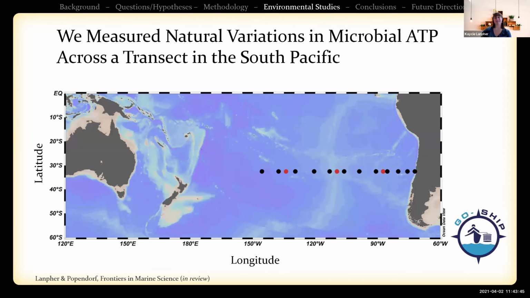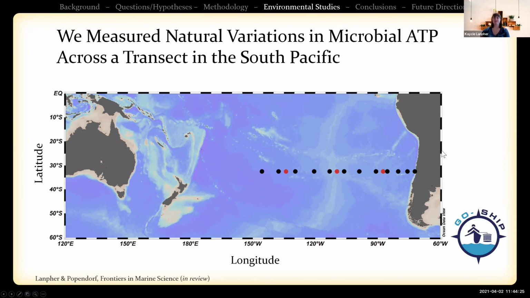So, moving on to my last environmental study. All that we showed you so far were experimental incubations done here at Biscayne Bay. I also did an environmental survey out in the South Pacific, going from Tahiti to Chile, where we measured the natural pool size of ATP across the transect and all of the other pool sizes as well: dissolved inorganic phosphorus, organic phosphorus, and particulate phosphorus.